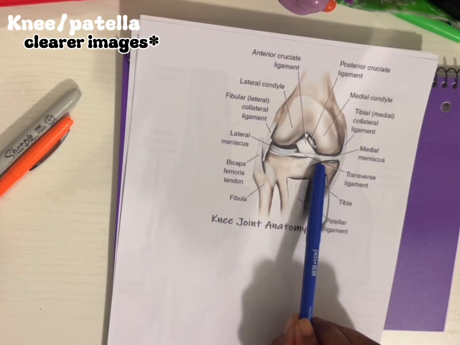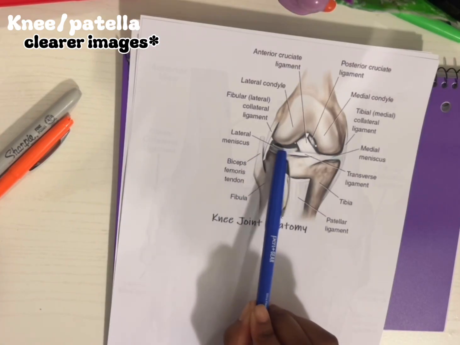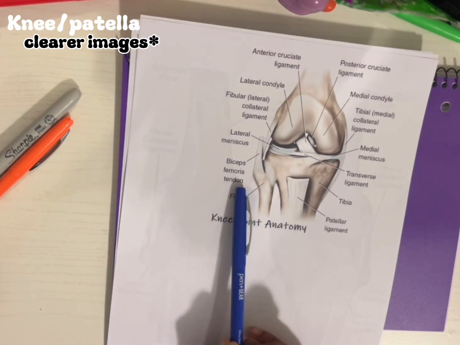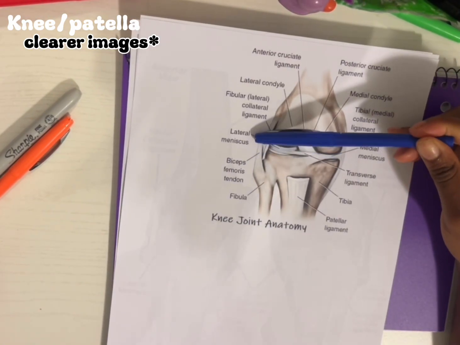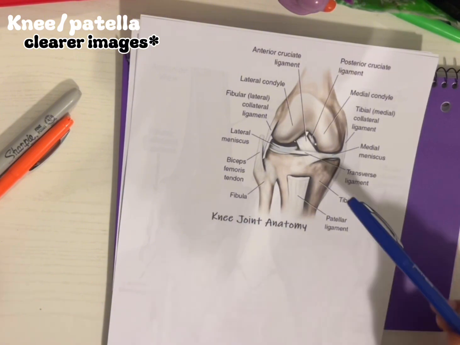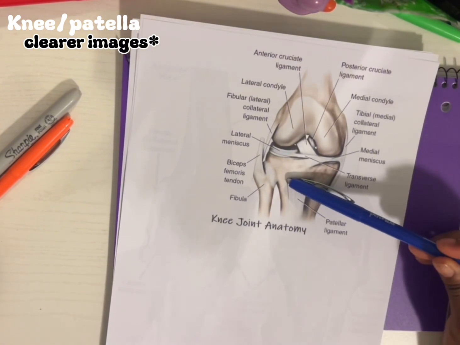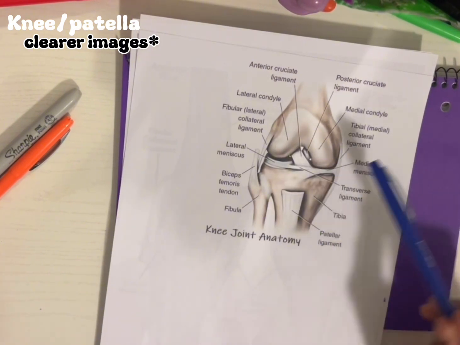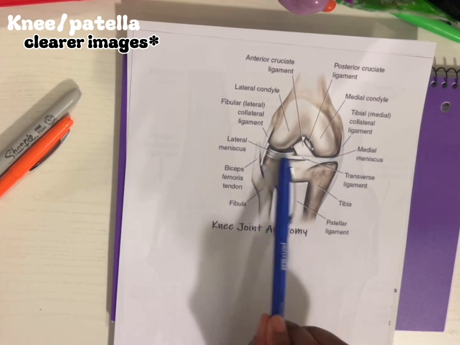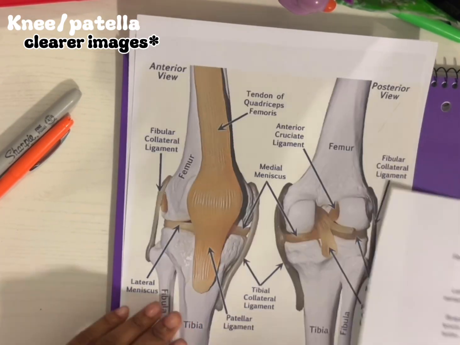The medial meniscus is going to be right here. The lateral meniscus is going to be right here. The biceps femoris tendon is the one that's sticking out, connecting muscle to bone. The fibula is this bone right here. The tibia is this thicker bone. The patellar ligament is this ligament right here. That's going to be connecting to the patella. The transverse ligament is the ligament going across, and that's it.